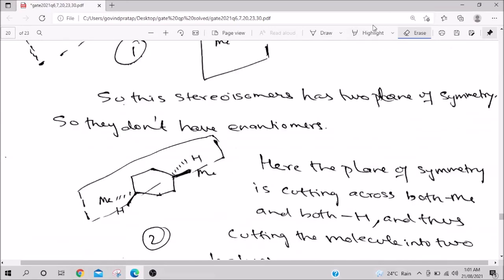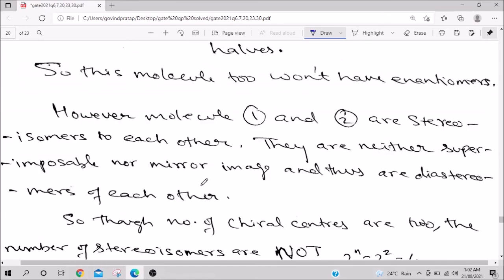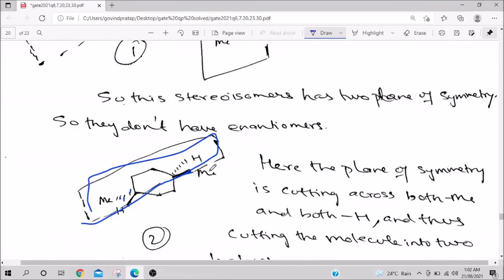Next one, what I have done is, I have put CH3 front, one of them CH3 behind. Now here also a plane of symmetry runs through it. So there is no enantiomer for this also. Basically, if you draw the mirror image, if you just flip it, or you can directly draw the mirror image and see. This methyl you flip behind, you put hydrogen front. This hydrogen you flip behind, you put methyl front. So what you are doing is changing at both the positions. So you are drawing the enantiomer.